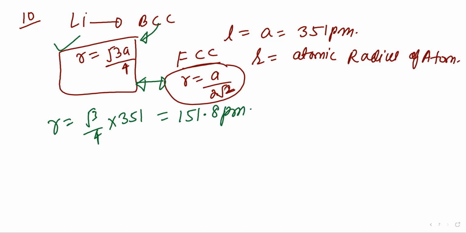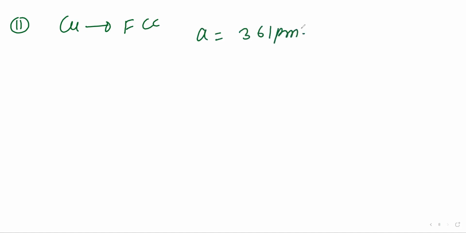The main thing here is to remember the formula of the radius and A relation. Now look at the next sum, question number 11. Copper crystallizes in FCC, so copper comes under the face-centered cubic unit cell. The unit cell length A is given as 361 picometer. You have to find the radius.